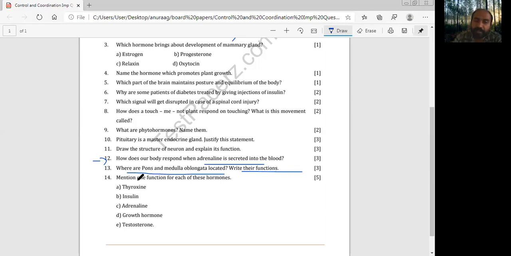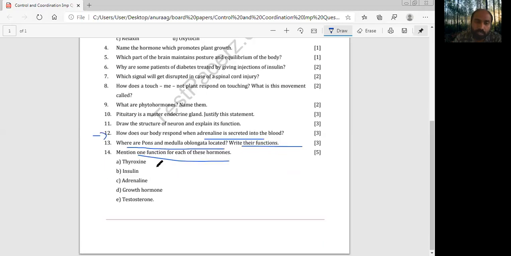14th question: mention one function for each of these hormones. Thyroxine is a hormone involved in metabolism and the proper functioning of the body. It is produced in the thyroid gland. Insulin is produced by the pancreas and controls the blood sugar level. Adrenaline is produced by the adrenal gland and makes the heart pump fast. Growth hormones are secreted by the pituitary gland and promote growth of the body.